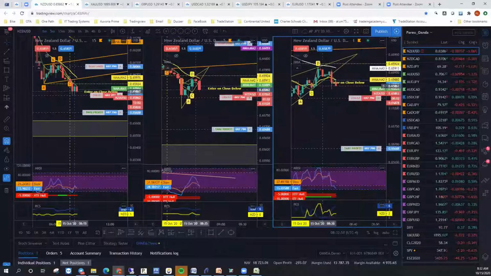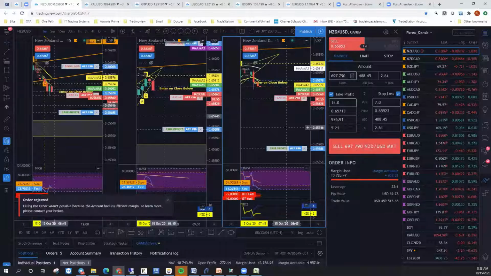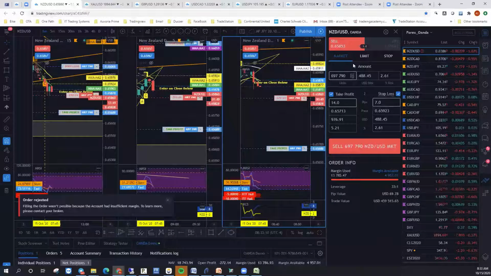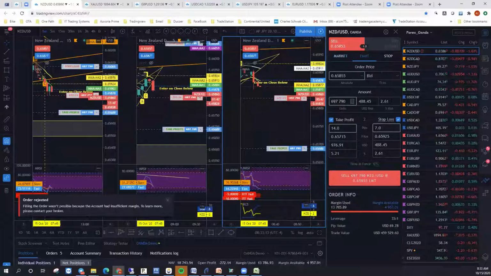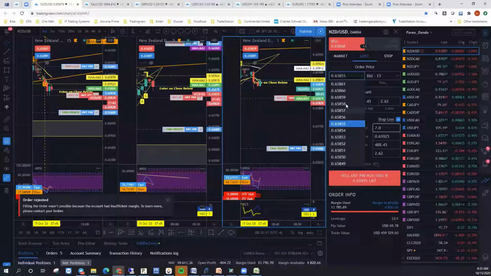This would be another entry. I'm going to take another entry on this one. At 65.87, sell limit 65.87. I'm going to say I may have already missed it, but we'll see.